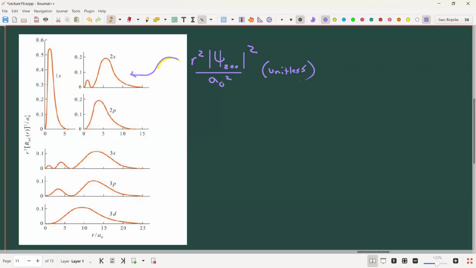One interesting thing is you can see these are all on roughly the same scale. The X scale here is R over a naught, so it's how many units of Bohr radius you are. You can see that for the 1s orbital, there's a peak, a very, very well-defined peak.